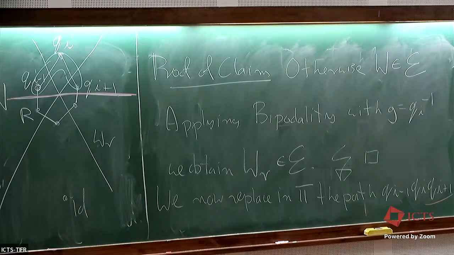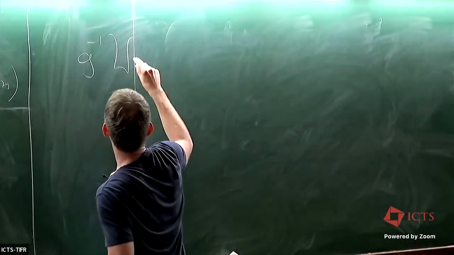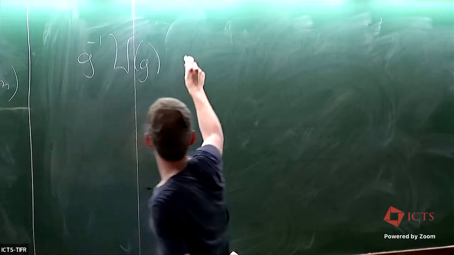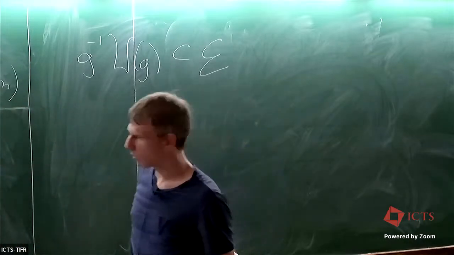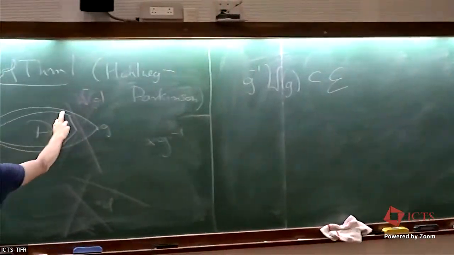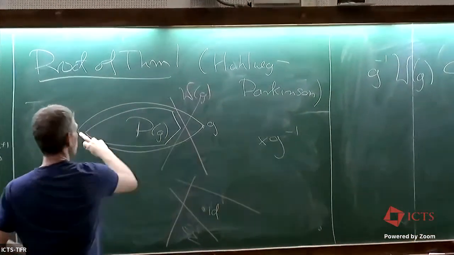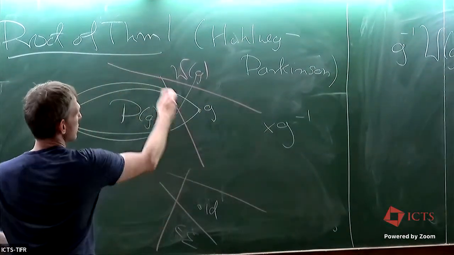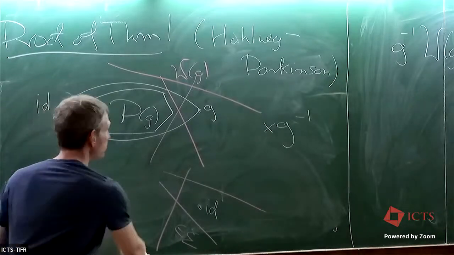Okay, so let me write what I just said, that if we act by G inverse on this set W of G, then it's contained in the set of elementary walls. But there might be some other elementary walls in E. It's just that they don't appear here because they don't separate G from identity. There might be just walls that, when we translate back, are positioned like this.